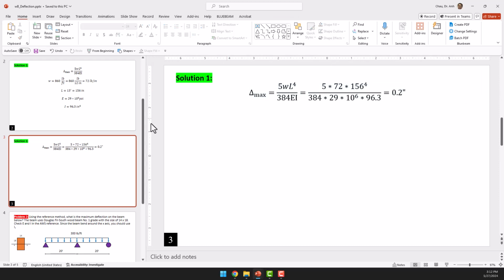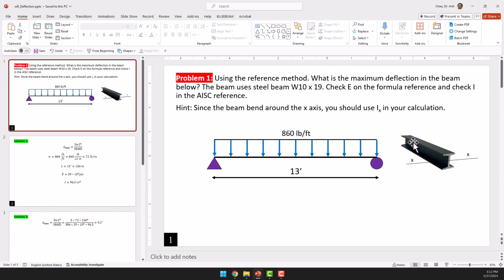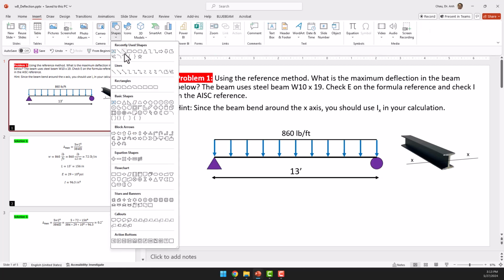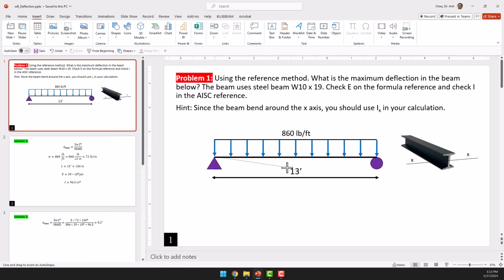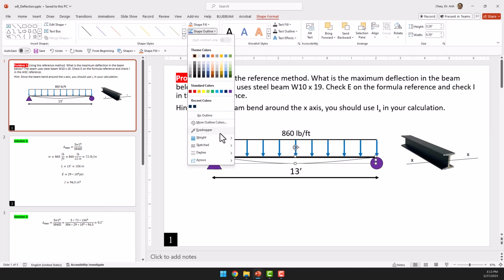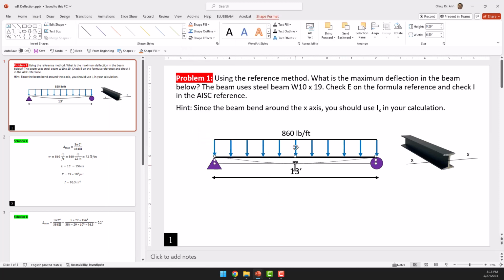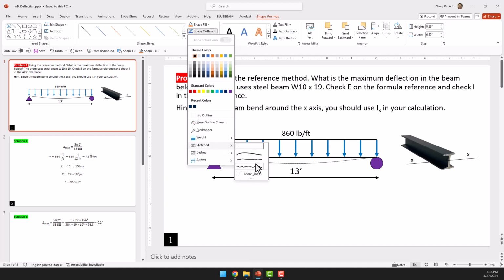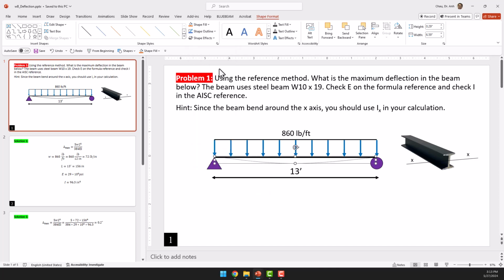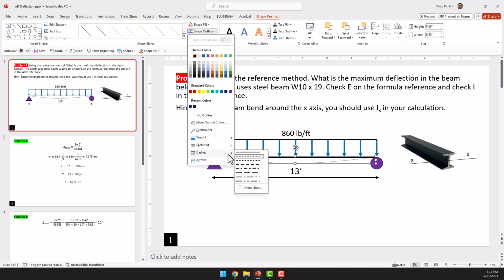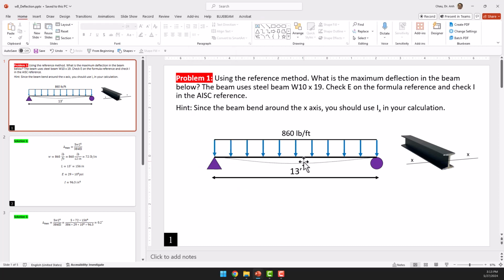So the beam over here, with this material, with this type of load, and with the type of support shown over here, will deflect around 0.2 inches.